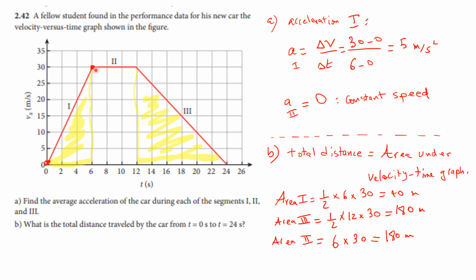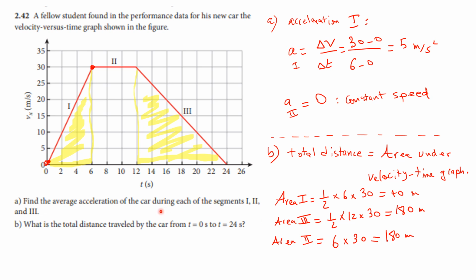What about the second area? Here we have a rectangle. The area of a rectangle is pretty easy. It's just the width multiplied by the length. So from 6 to 12, it's 6 multiplied by the height, which is 30 again. So you add all these values and I think you get 450 meters for this question.